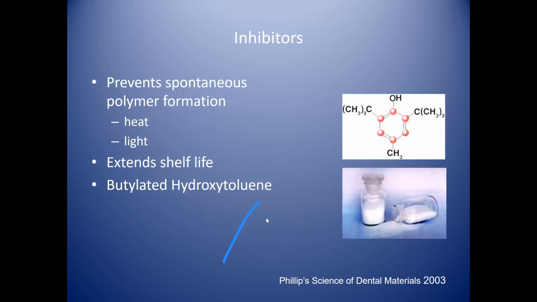Inhibitors prevent spontaneous polymer formation. That is, we don't need unnecessary polymerization while storing or placing the material. It can happen due to heat and light. It extends the shelf life, and butylated hydroxytoluene is the common inhibitor used.